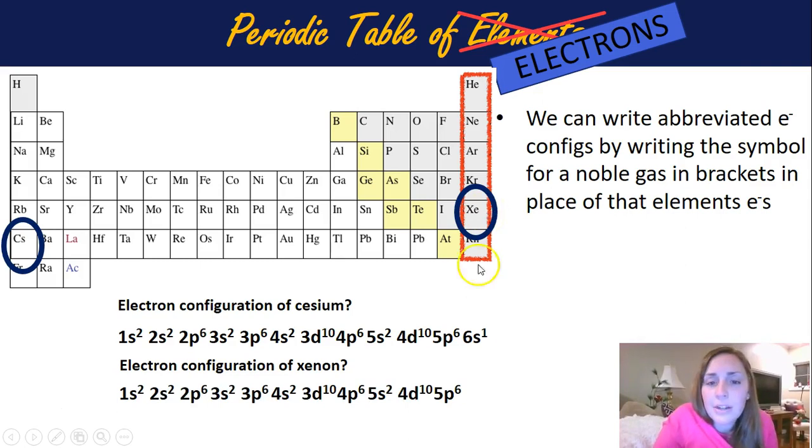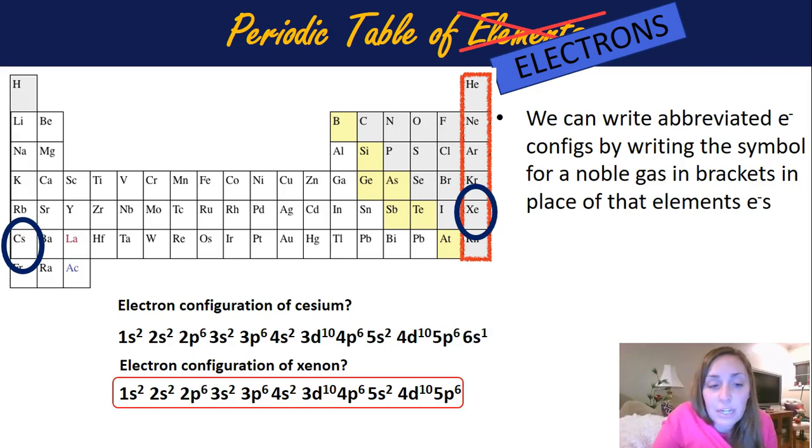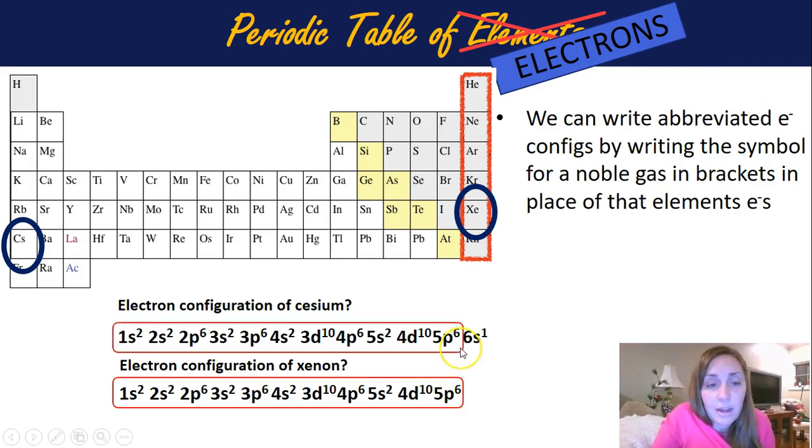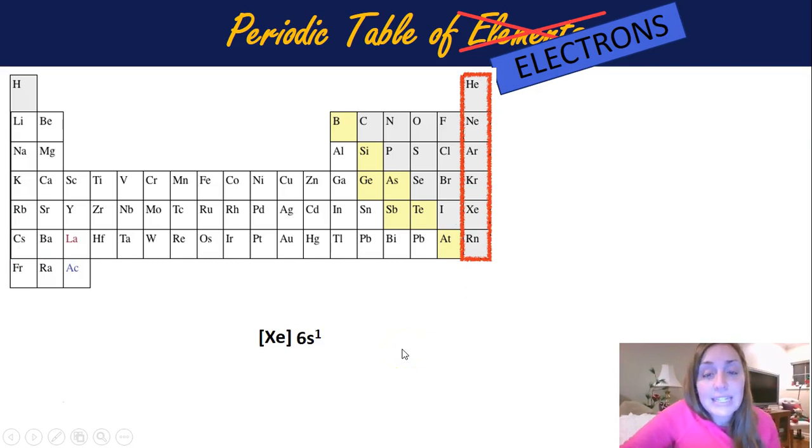Now, if you notice, there's something very similar about these two. Xenon's electron configuration from 1s2 all the way to 5p6, all of those electrons are included up here. So I can abbreviate cesium to be Xe for those 54 electrons in xenon, and then 6s1. This is an abbreviated way to write the electron configuration of cesium, and it's a heck of a lot shorter than that whole long thing that I had on the last slide.